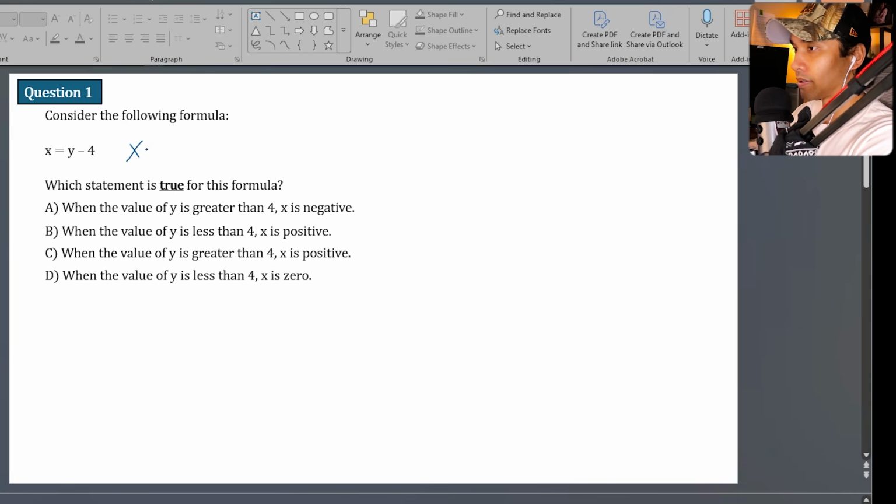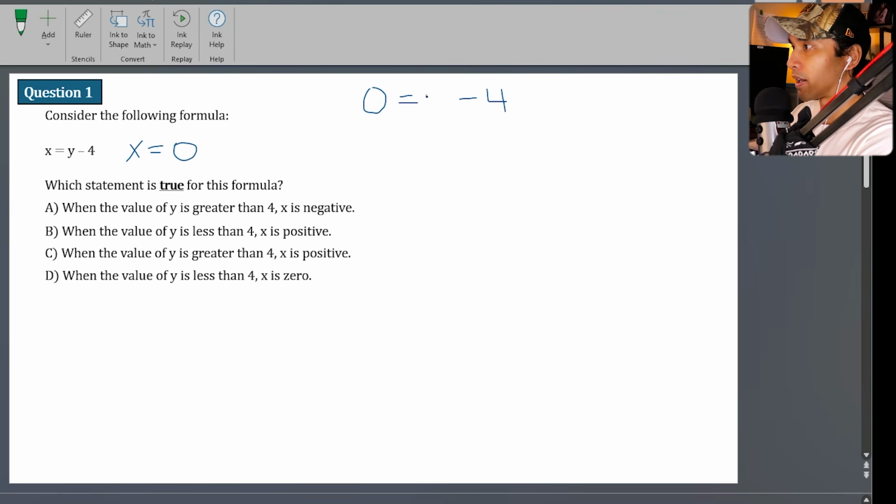So let me just go ahead and do that. x equals 0, and then I am going to substitute that into the equation. So 0 equals y minus 4, substituting x equals 0. Now I'm going to add 4, cross that out, and then we get 4 equals y. And then we could write this as y equals 4, because I like my variable to the left and my number to the right. Okay, we have our cutoff point.